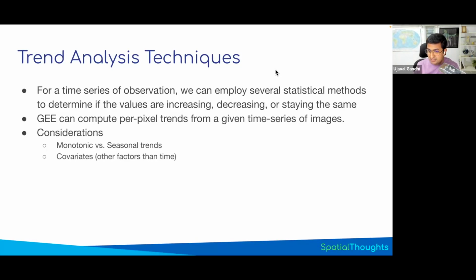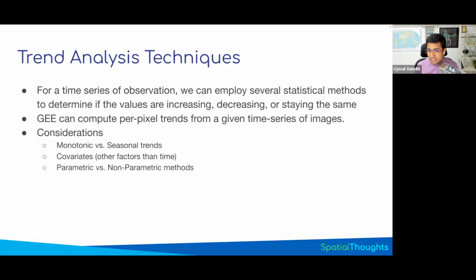Next, do any other factors affect the trend? In our case, we plotted the precipitation against time. Is time the only factor? Or maybe there are other covariates. Maybe temperature is affecting it, or other parameters might be affecting the trend. So you need to consider that. If it's just a single variable like time, you can apply one technique. If you have covariates, you have to apply other techniques such as linear regression.